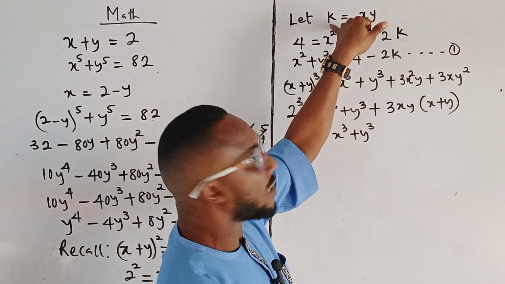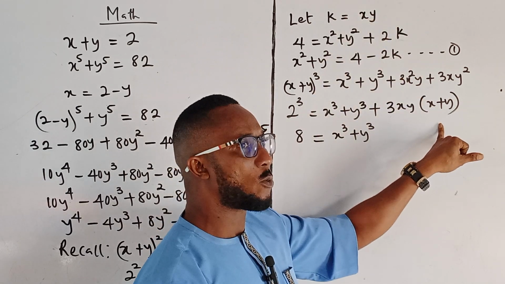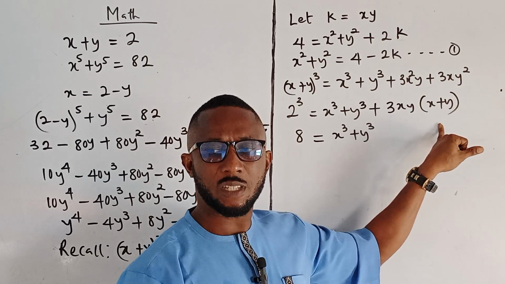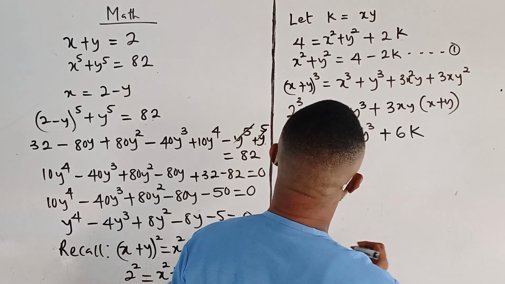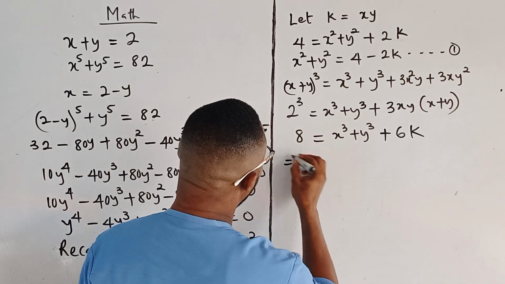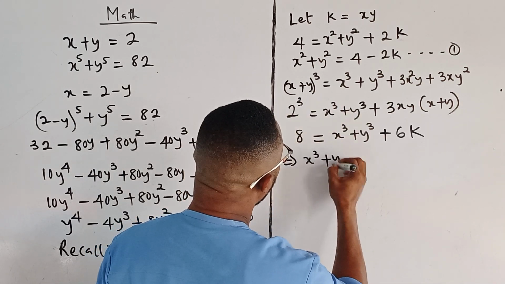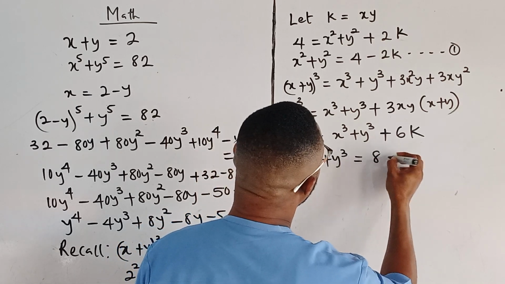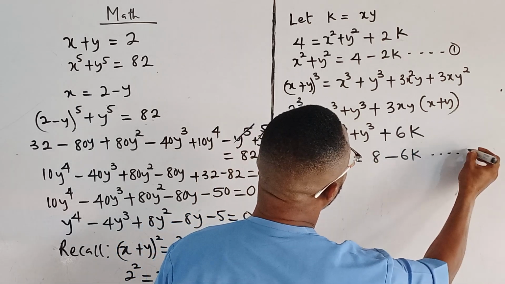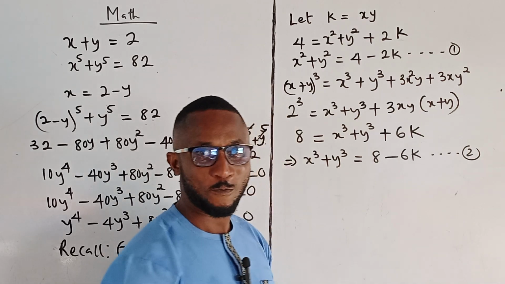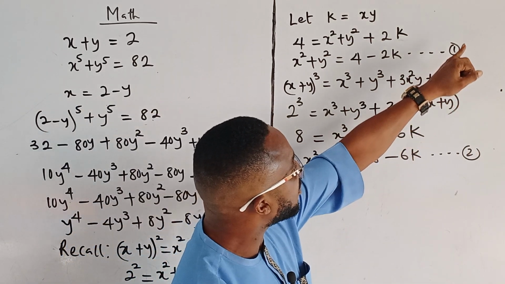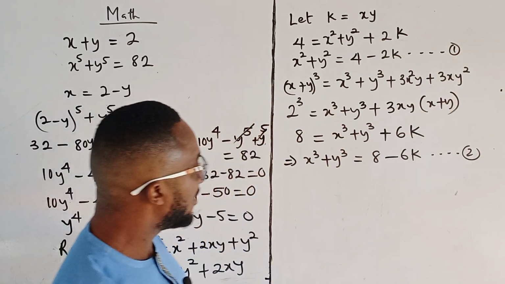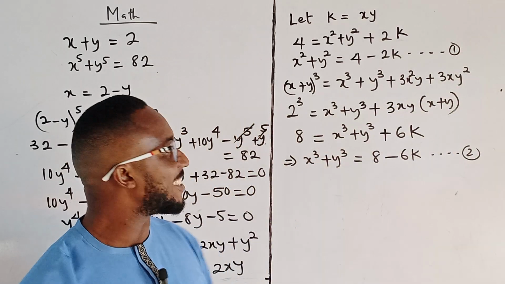xy is equal to k. x plus y is equal to 2. I'll be having 3k times 2, which is 6k. I'll write 6k. Then I can say that x cubed plus y cubed equals 8 minus 6k. I'll call this equation number 2. So if I multiply equation 1 and 2, my homecoming is guaranteed.